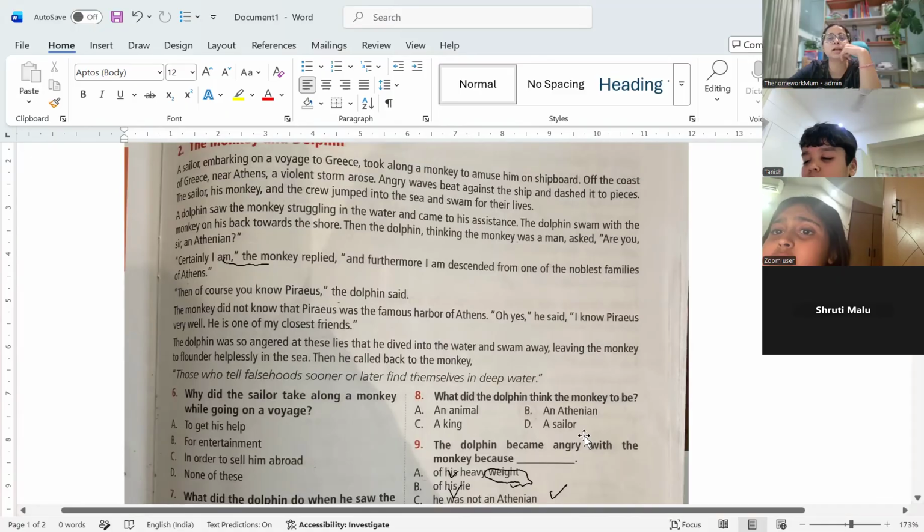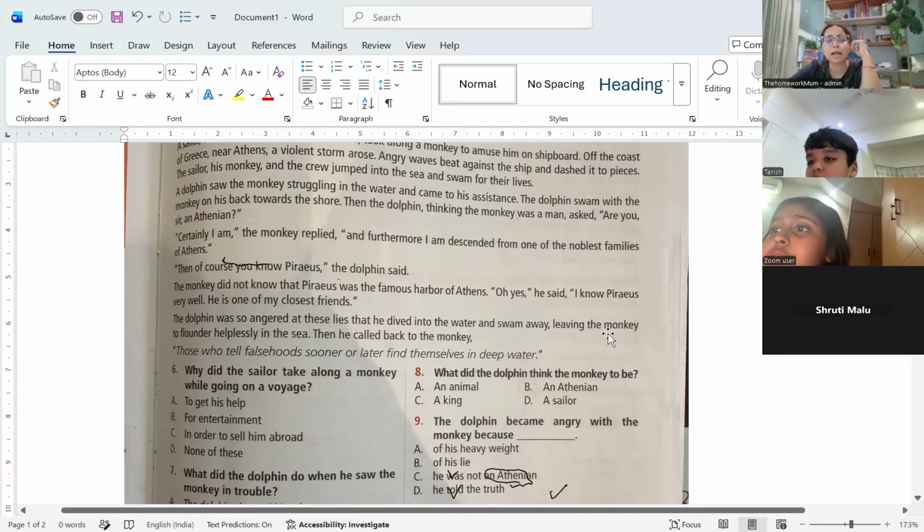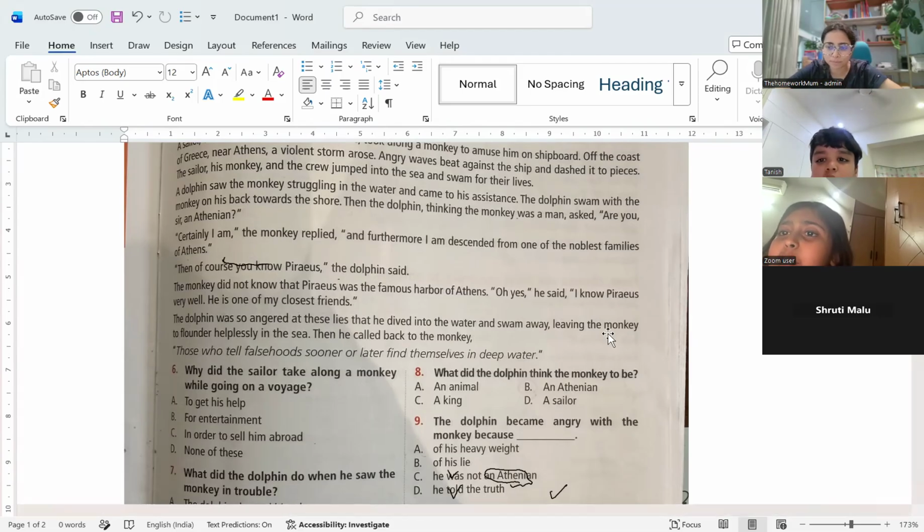Where is it written? Okay. "Are you, sir, an Athenian?" Okay, now I will tell you. "Certainly I am," the monkey said. Listen. If you live in India, we say you are an Indian. If you live in Athens, what will I say? Athenian. Yes, an Athenian. That's how the monkey said that he was a man, and then, "Are you an Athenian?" "Certainly I am." Start reading, Mirka.